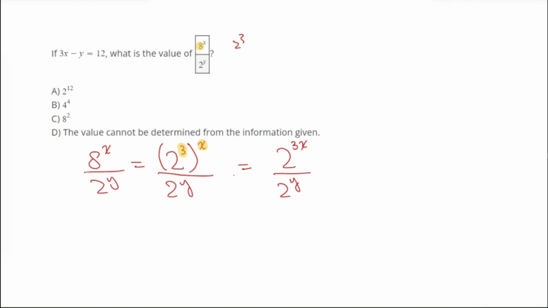Now the numerator and the denominator have the same base. So this expression can be rewritten as 2 power 3x minus y. Since 3x minus y equals 12, we can substitute 12 for the exponent 3x minus y. So this will become 2 power 12. So 8 power x divided by 2 power y is the same as 2 power 12. So A is our answer.